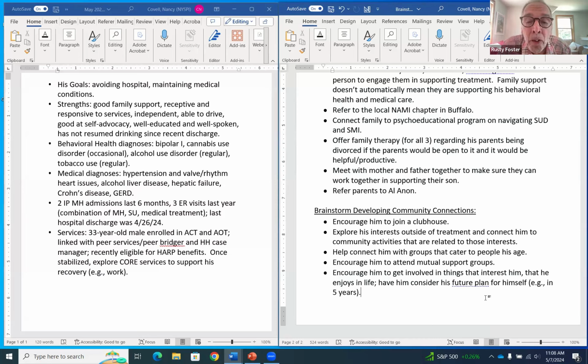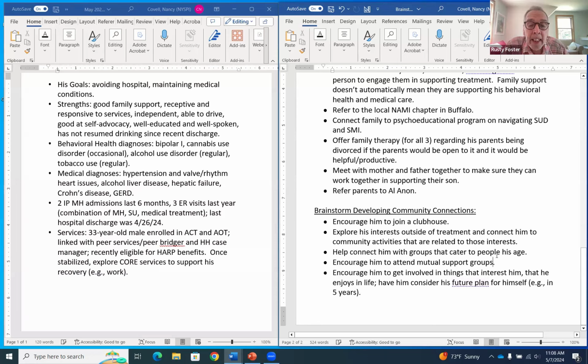So this is what Liz also said: explore interests outside of treatment and help connect him to groups that cater to people his age. Another thing to consider is having other people his age with similar issues, and trying to connect them with people he would feel comfortable with, who he's more in tune with. And refer to mutual support groups such as AA, NA, and there are other groups, dual recovery groups.